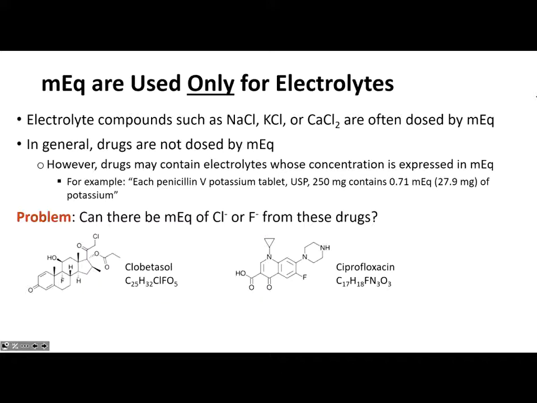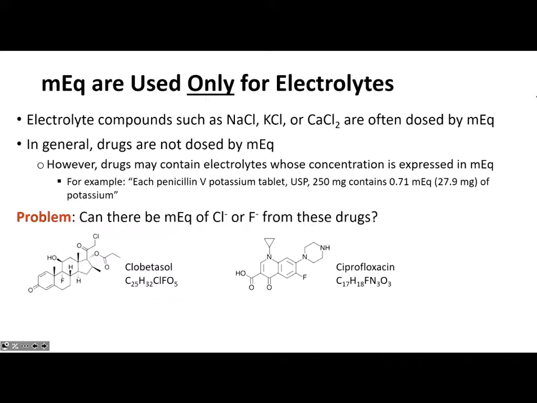Why don't we measure the amount of chloride or fluorine or anything from these other normal drug molecules that aren't electrolytes? Because those molecules are what? Covalently bonded. They don't dissociate. What we've been doing is talking about measuring these things in milliequivalents for products that are electrolytes. And what do electrolytes do in water? They dissociate. They expose that electrical charge in that valence, and therefore you can count those milliequivalents.